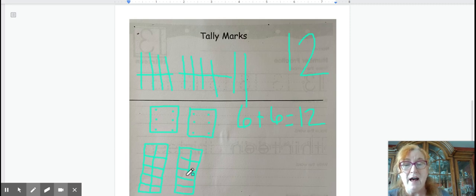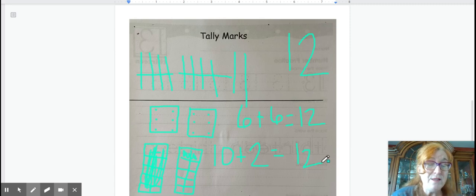And then if I cut it in half, now I have 10. And I need one whole set of 10. So I need one whole 10 grid colored in, and then one where I just color in 2. And that makes the problem 10 plus 2 equals 12, okay?